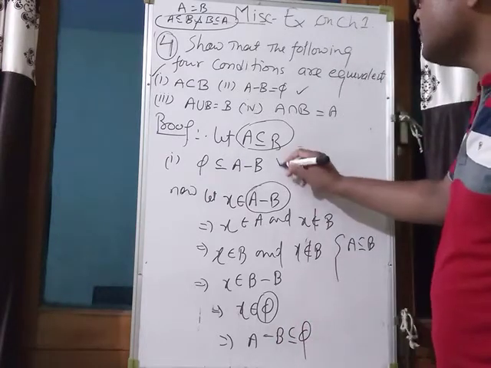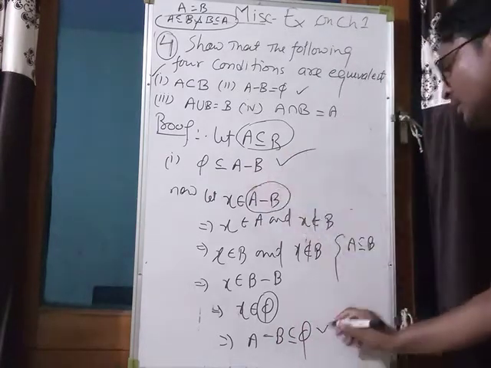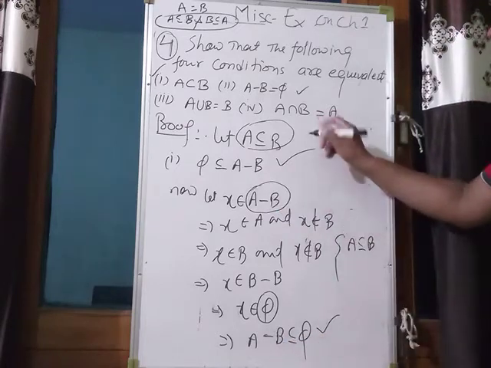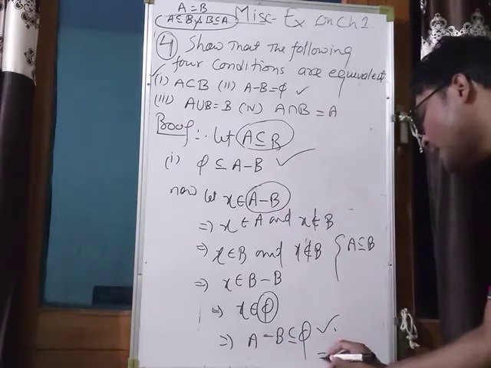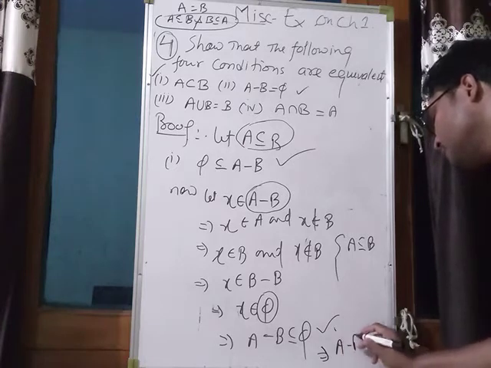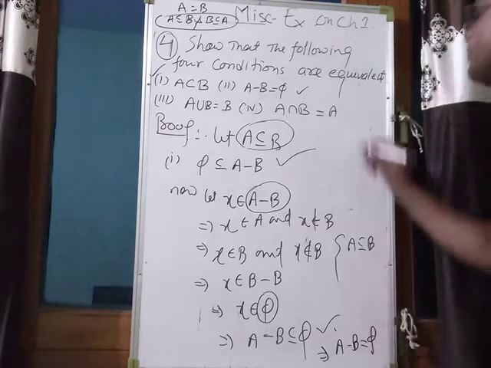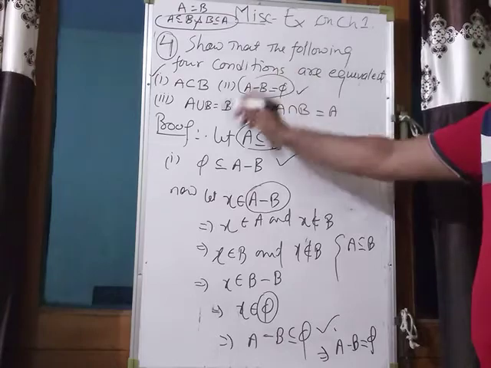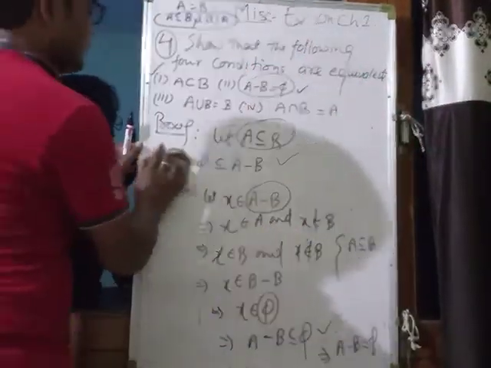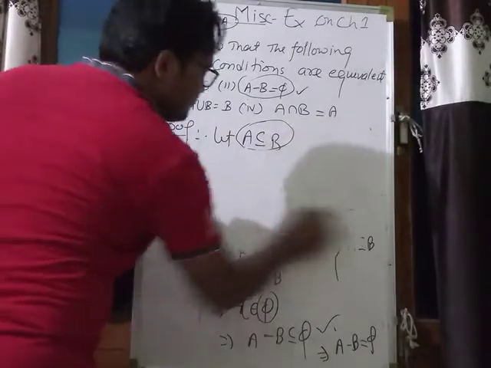So here you can see phi is a subset of A difference B, and here A difference B is a subset of phi. So from these two we conclude that A difference B is equal to phi. That is the proof of this one. Now I am going to prove the next one, the third one.